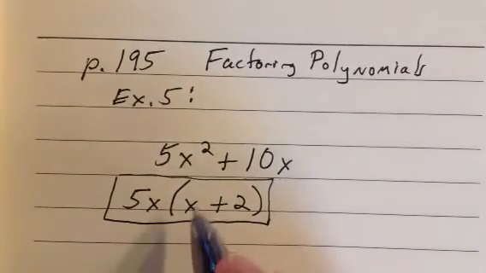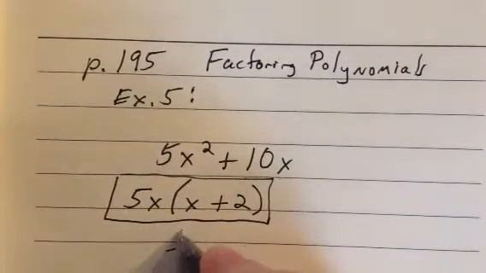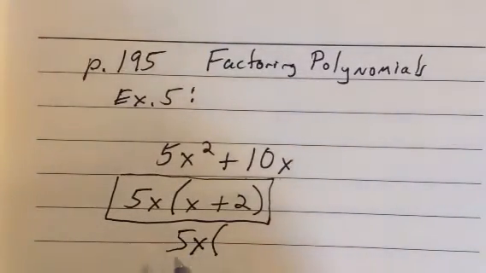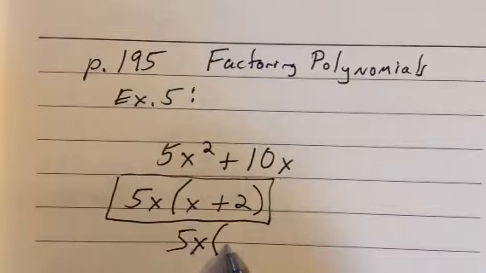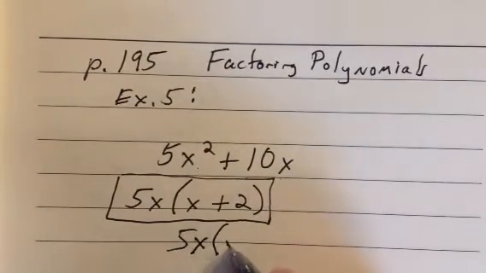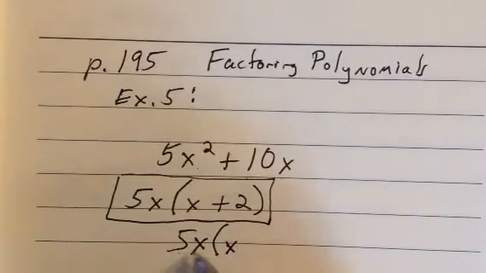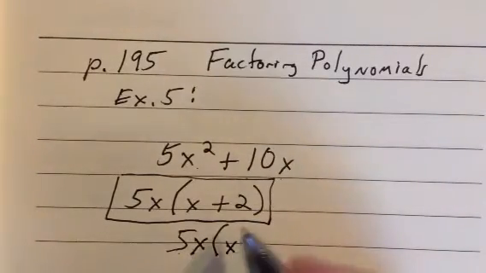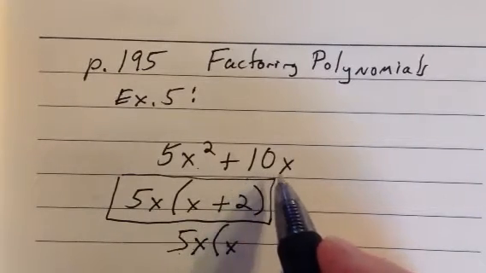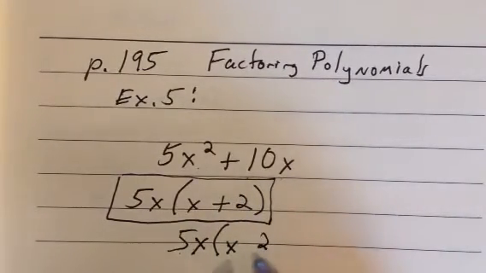So let me just work it again down here. So what I'm doing is I pull out the 5 and the x, and then I do my parentheses. And I say 5x times what gives me 5x squared. Obviously I just need another x. That would give me 5x squared. And then 5x times what gives me 10x. Well, 2 for the 10. But I already have the x, so I'm done.